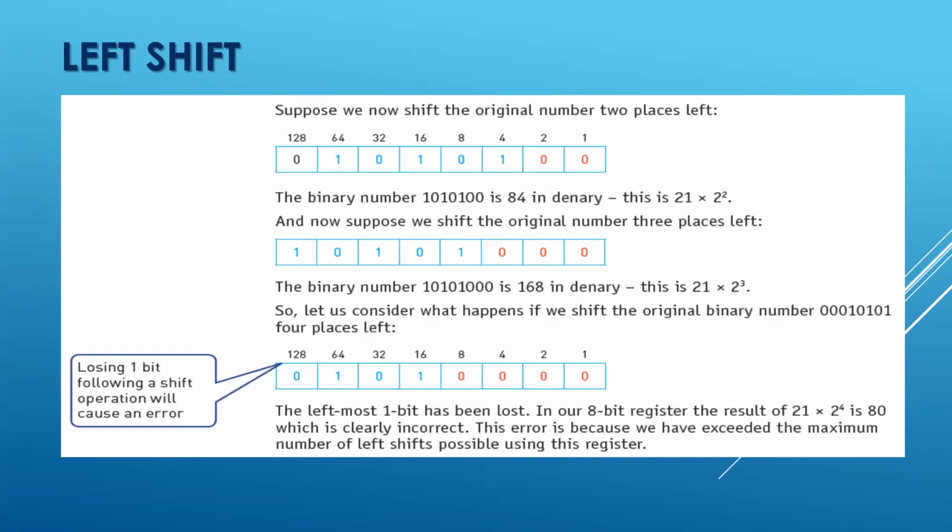What we did? The original number 21 was shifted 1 place to the left. We observed the result was 42, correct. Then the same original 21 was shifted one more place, like 2 places, and I can see the answer is again correct. 3 places, still the answer is correct.